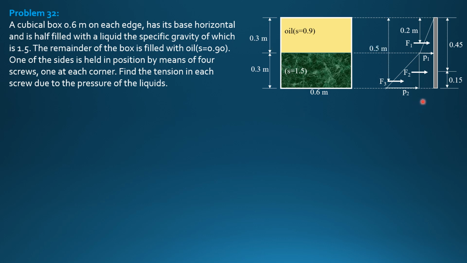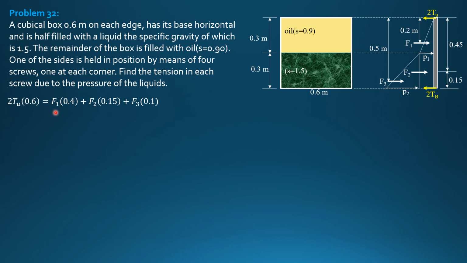Then the tension in the upper screws, there are 2 screws here, so 2 times tension in the upper screws. Then there are also 2 screws in the bottom, 2 times tension in the bottom screws. So summation of moment about the bottom equals 0: 2 T sub u times 0.6 equals F1 times 0.4, because 0.2 from the top, so 0.4 from the bottom, plus F2 times 0.15 plus F3 times 0.1. So this is the equation if we sum up moments about the bottom. Then later we will sum up moments about the top.